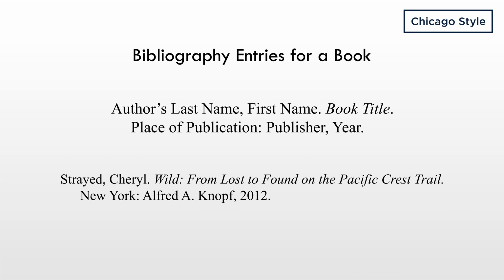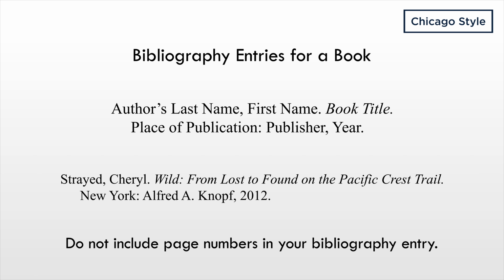When creating an entry in your bibliography for a book, you will include the author's name in inverted order with last name, comma, first name, followed by a period, the book title in italics, period, the place of publication, colon, the publisher, comma, and the year followed by a period. Although you included specific page numbers for the material in the book that you cited in your footnote, you do not include the page numbers in your bibliography entry.